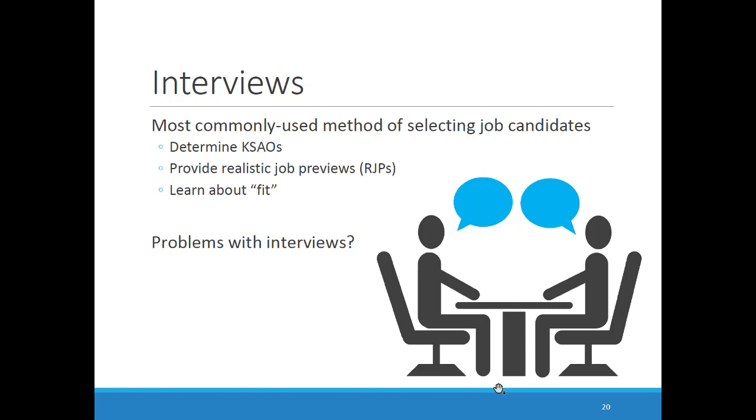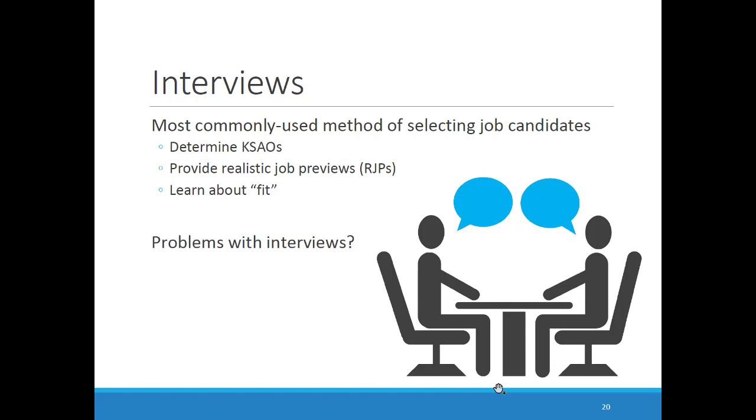And what this is referring to is providing the candidate with an idea of exactly what the job is going to be like. And that's been found to be very helpful because people need to have a good idea of what it's going to be in order to make an informed decision about whether they want to work there or not. So the interview is a great opportunity for that to happen.